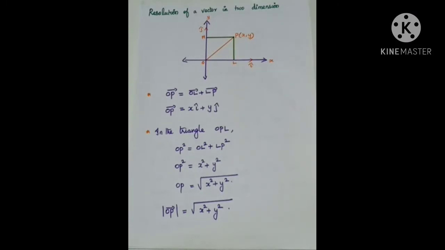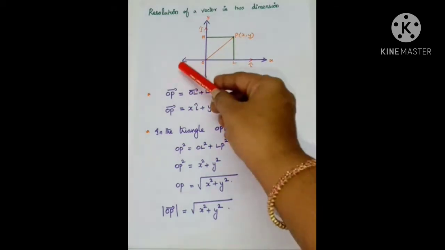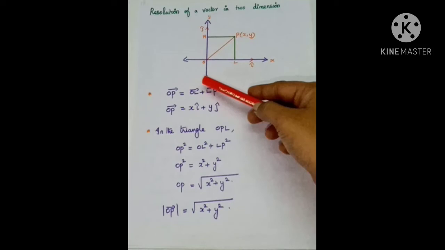Good morning, students. So today our topic is resolution of a vector in two dimensions, and we are going to write the vector in terms of its components, x, y and z component. So first we are going to see the resolution of a vector in two dimensions. So x axis and y axis is drawn.